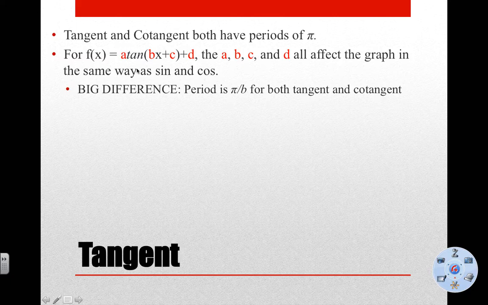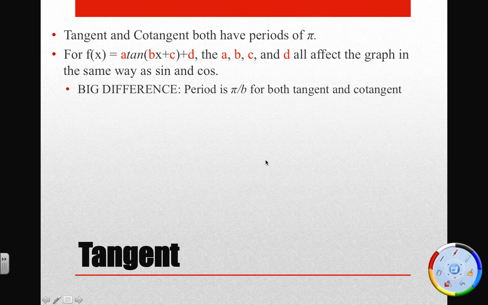We get the function f of x equals a times the tangent of bx plus c, plus d. Now, this is exactly as we had for sine and cosine, and it's basically the exact same thing we have for cosine, cosecant, and secant. But you need to understand what the a, b, c, and d all do, basically the same thing they did in sine and cosine, with the big difference that since the period is pi, in order to find the period, we do pi over b, not 2 pi over b. Make sure this is in there somewhere on your notes. This is only for tangent and cotangent.